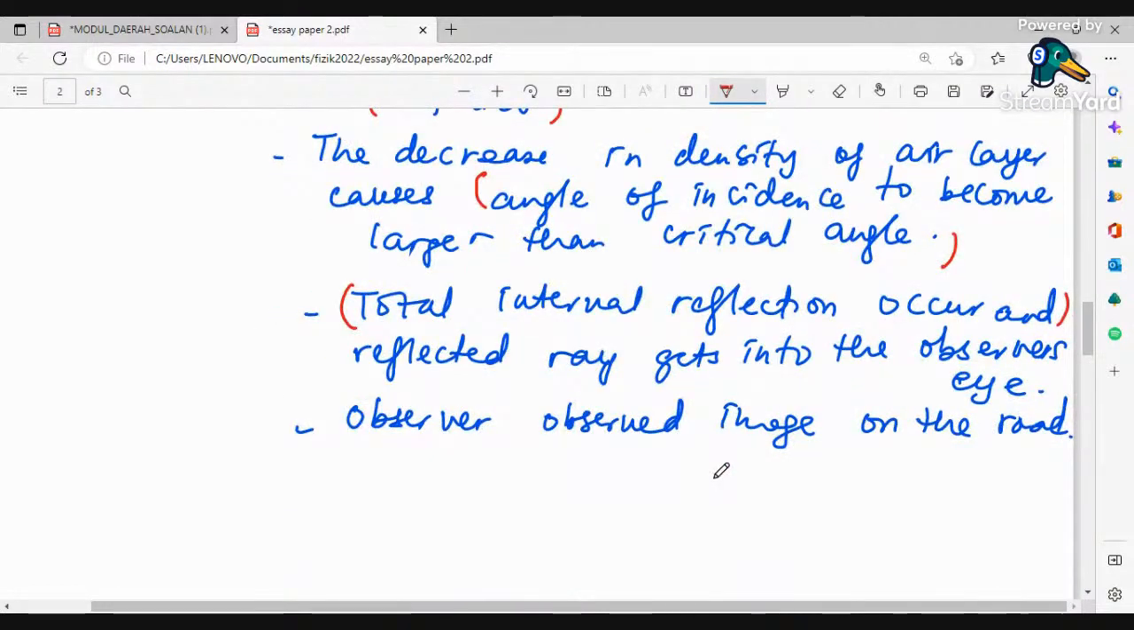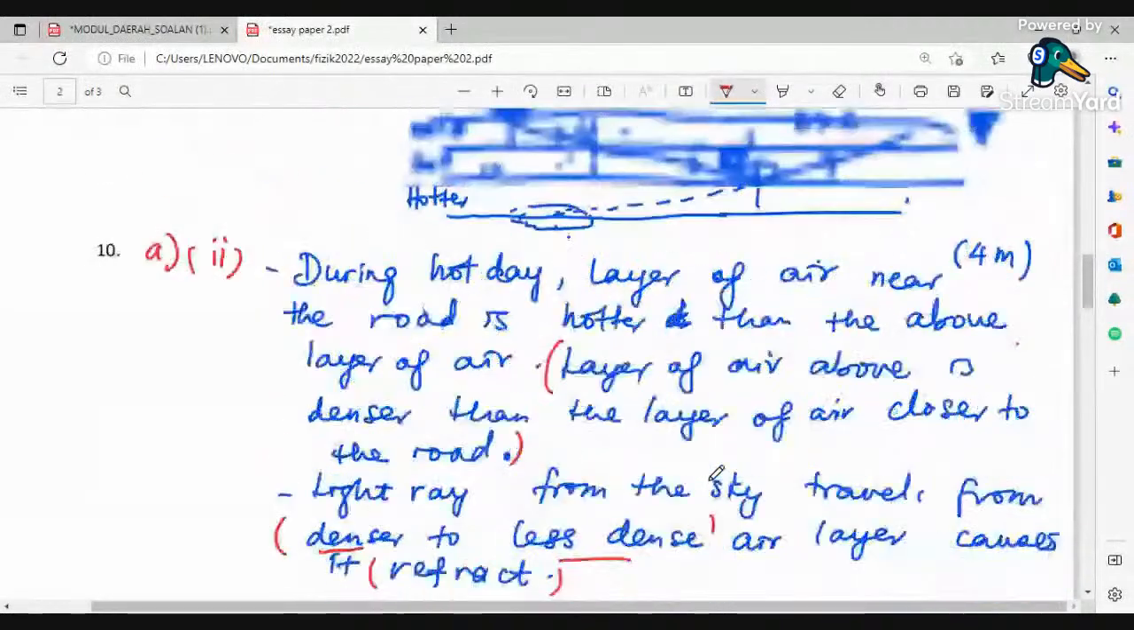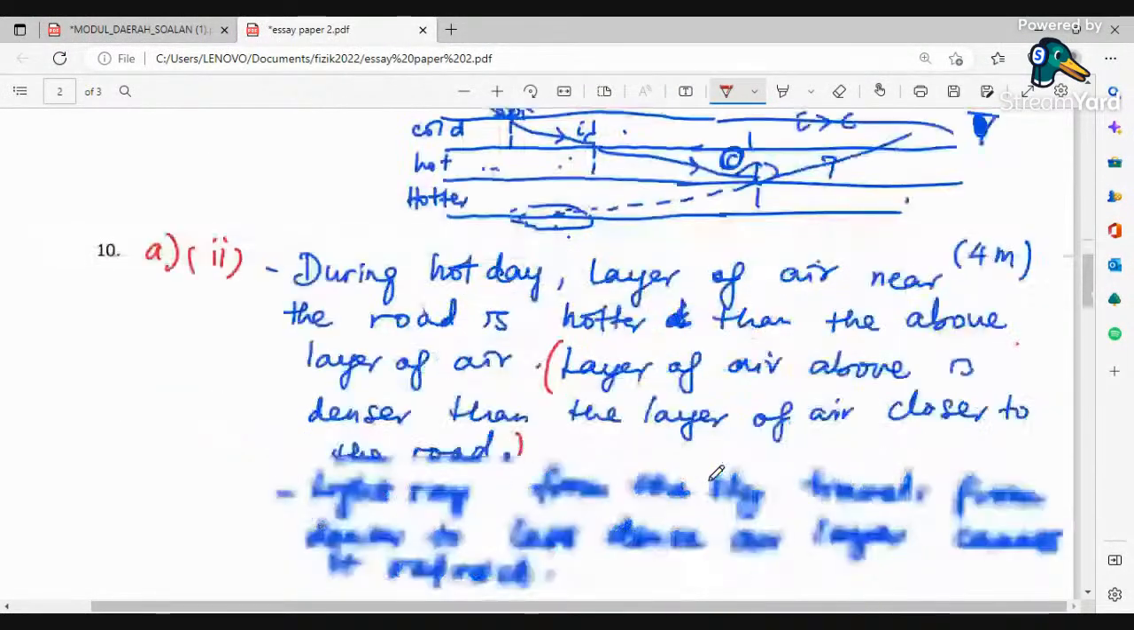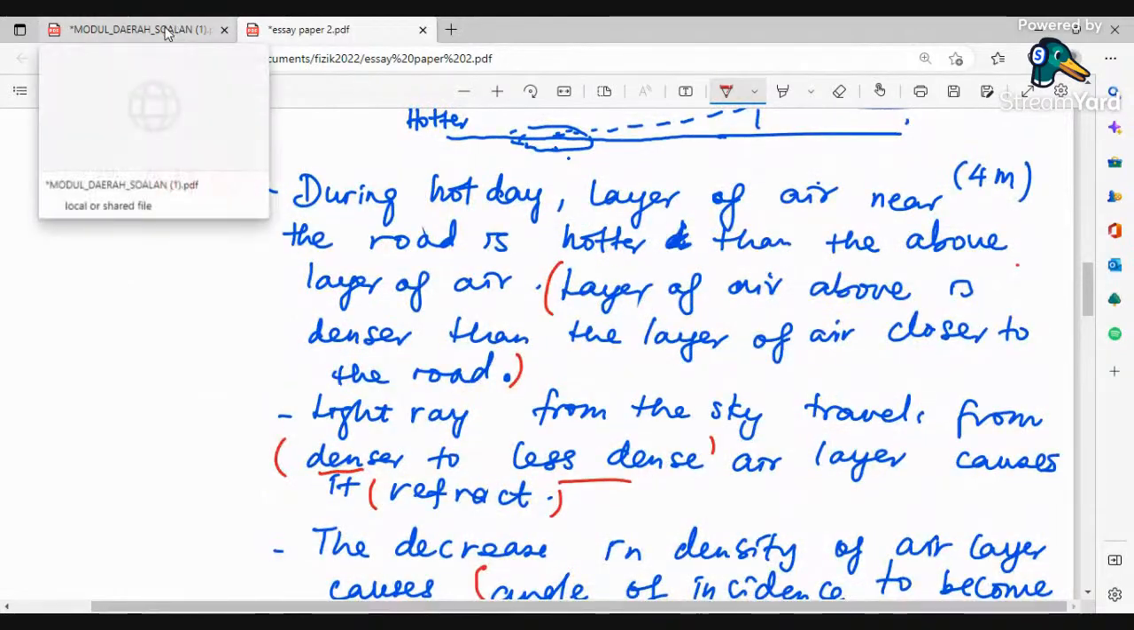Make it simple words. Easy sentences only. No need to write a very long essay to explain this one because it is 4 marks only. Mirage.